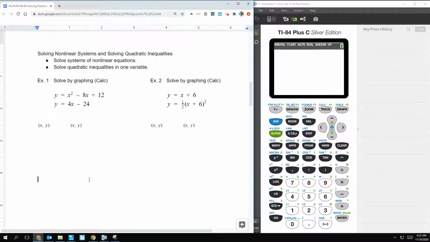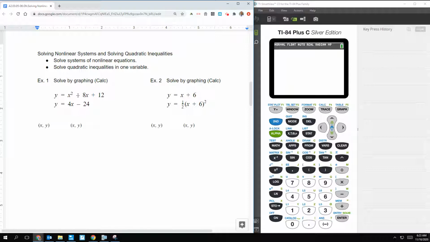We are talking about solving nonlinear systems and solving quadratic inequalities. We want to be able to solve systems of nonlinear equations and solve quadratic inequalities in one variable. So each one of these examples says solve by graphing, and they both involve a parabola. So we have y equals x squared. That x squared term right there says that this is a parabola.